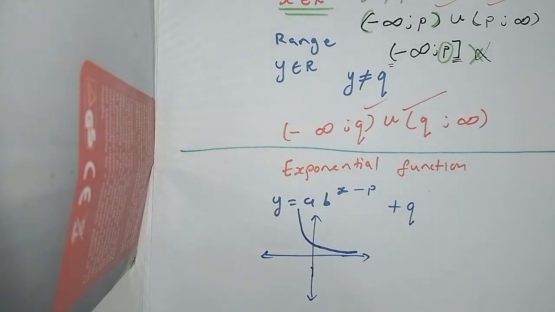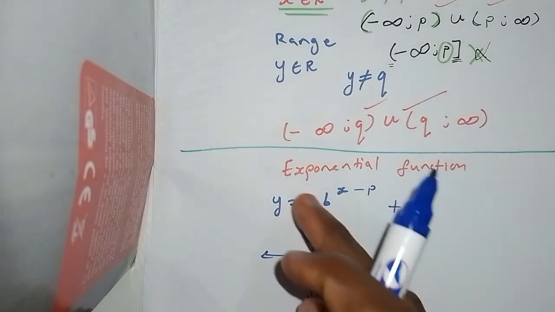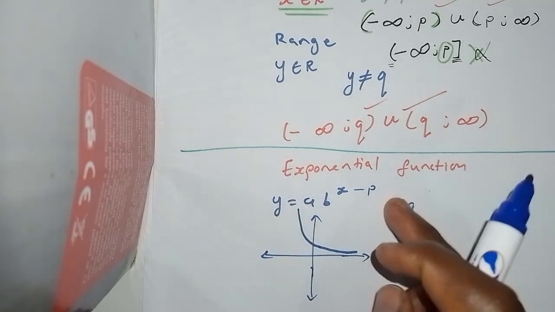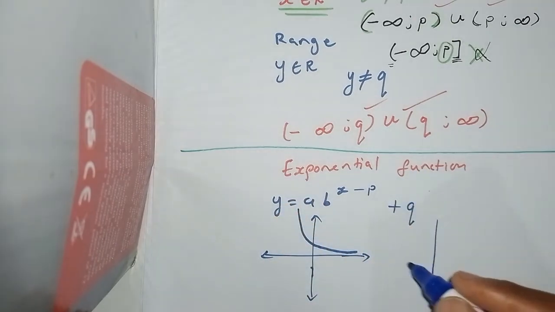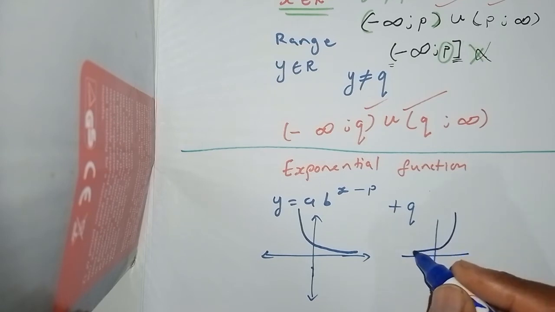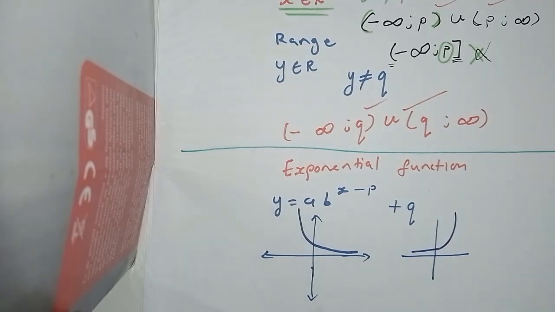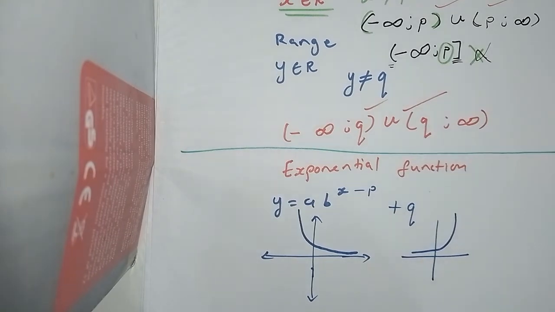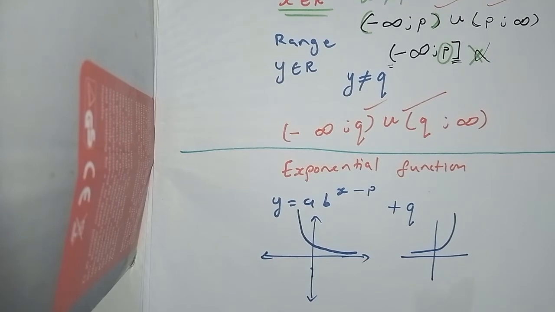Now, we also need to talk about why my graph is like this. Why is my graph like that? Why is it not like that? Why is it not like this? Right? Why is my graph not like that? Now, that is controlled by the value of b.